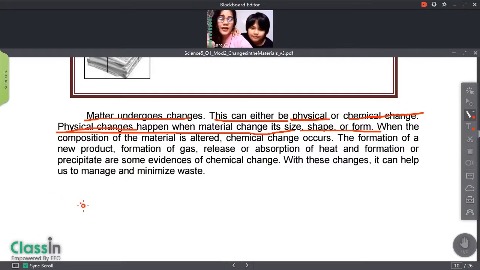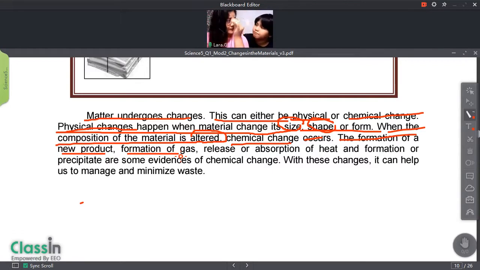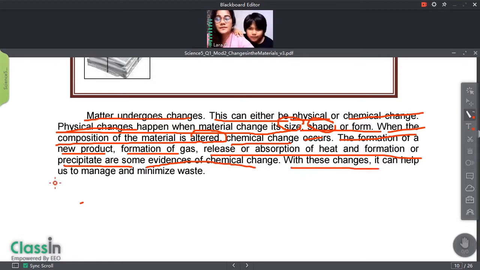Ngano man, kay giputol-putol nimo siya, ang na-change niya, iyang size from big to small, ug pati shape. But when the composition of the material is altered, meaning na-change iyang composition, a chemical change occurs. The formation of a new product, formation of gas, release or absorption of heat, and formation of precipitate are some evidences of chemical change. With these changes, it can help us to manage and minimize wastes.